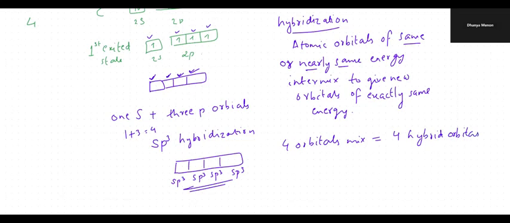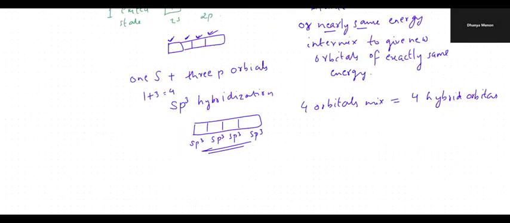And what is the necessary condition? The orbitals must have same or nearly same energy. Here the mixing was between 2s and 2p. They have nearly same energy. But if I have mixing of 2s and 3p, this will not happen because the principal quantum number is different. So the energy will be different.